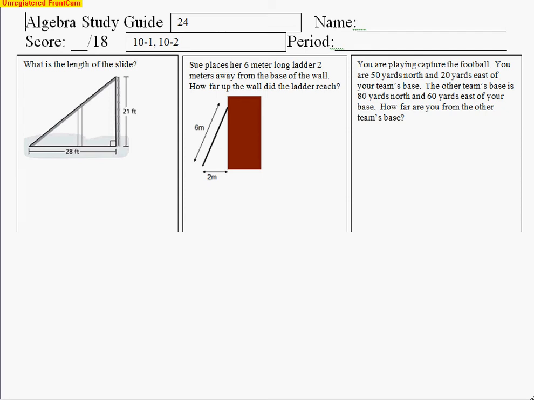These are the solutions for the study guide for quiz 24. So let's take a look at our first problem that we're going to end up seeing, and we're trying to find the length of the slide.